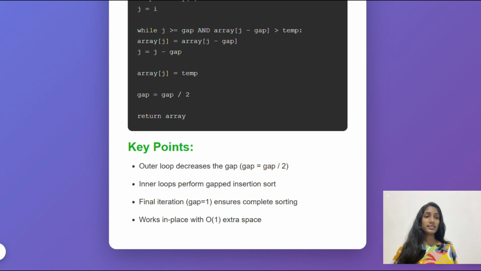The third one is the final iteration. Gap equals 1. This is like a normal insertion sort. By now, the array is almost sorted, so this final pass is fast. The fourth one is in-place sorting. No extra array is needed. We have now come to the end.